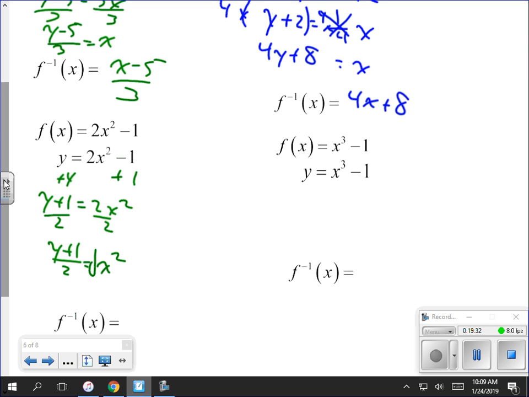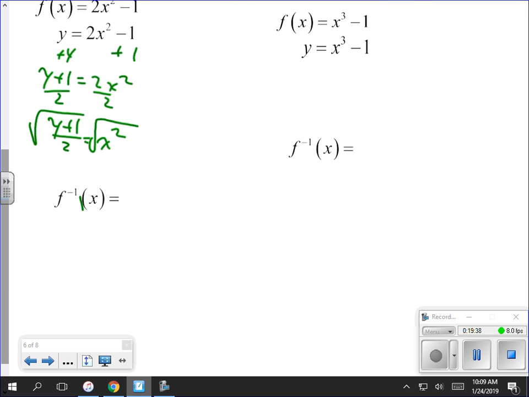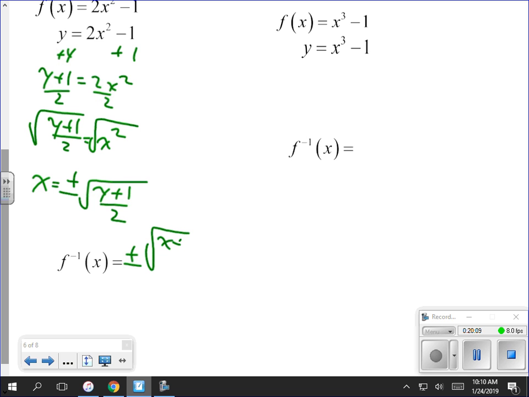And then I square root both sides. So I end up with x equals plus or minus the square root of y plus 1 over 2. Now this is kind of important here. When I do square roots solving, I have to include plus or minus. If I do this one here, I get plus or minus the square root of x plus 1 over 2. If I don't have the plus or minus, I don't have my full inverse function.